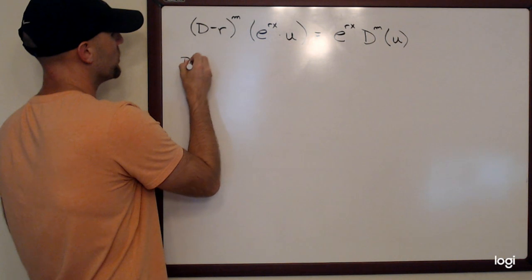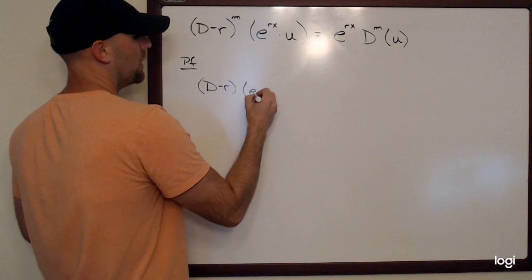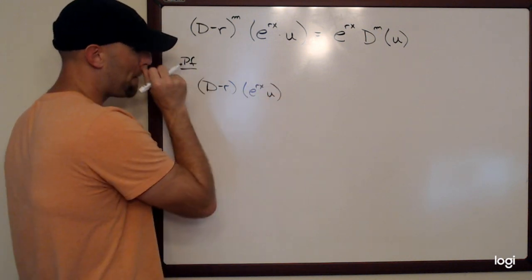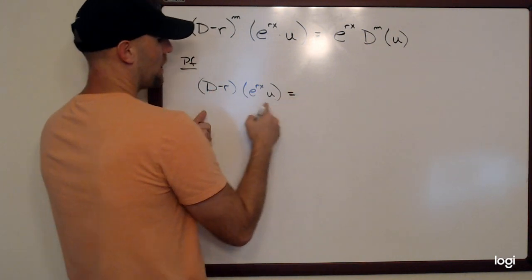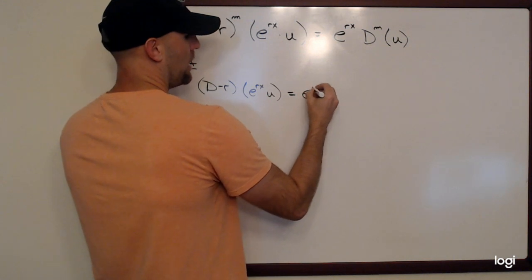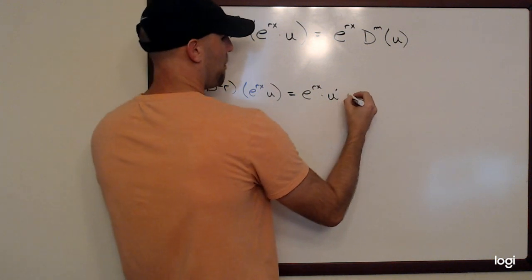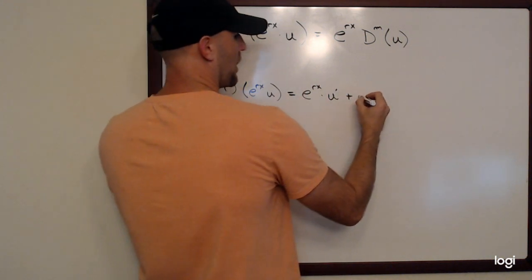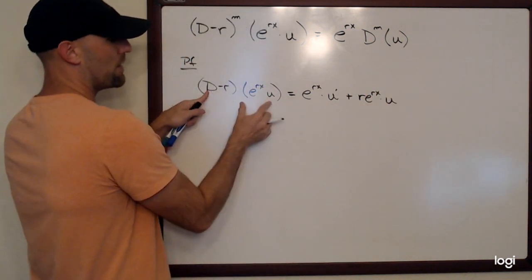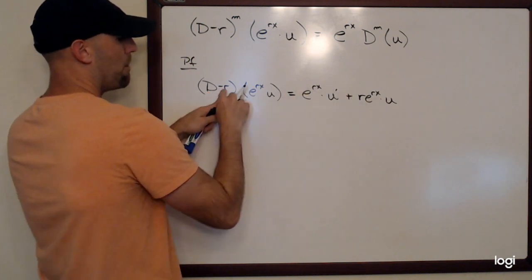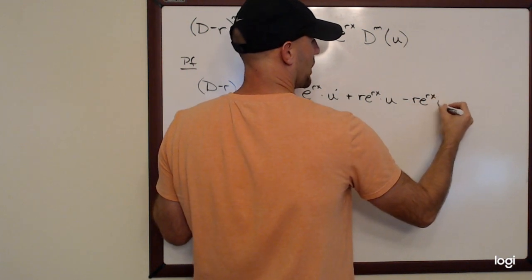Suppose I just take the first one. So let's take d minus r and apply it to e to the rx times u. Well, on the one hand, I have the derivative of this, but that's a product rule, right? So the derivative of this is e to the rx times u prime plus r e to the rx times u. All right, so this is the derivative of this function. That's a product rule. Minus r times this function. So minus r times e to the rx times u.